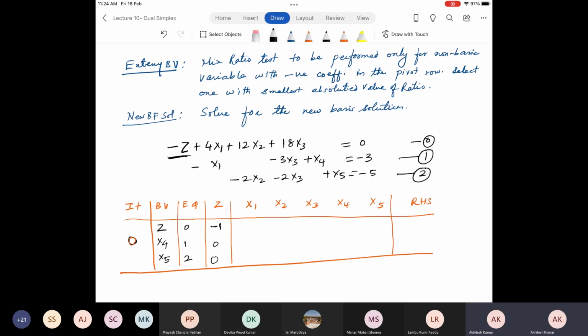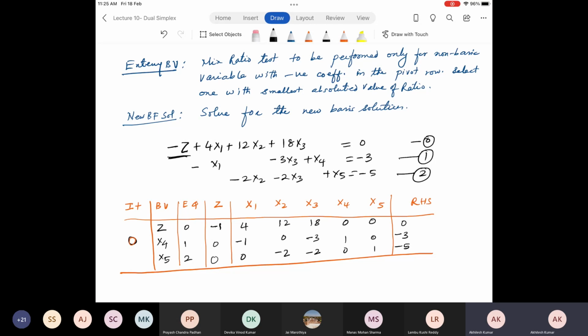Now let's put all the coefficients: 4, 12 and 18, 0, 0, minus 1, 0, 0, minus 2, minus 3, minus 2, 1, 0, 0, 1, 0, -3, and -5. Okay, so we have initialized it with x4 and x5 for equations 1 and 2 as basic variables, and g as the equation 0 basic variable.